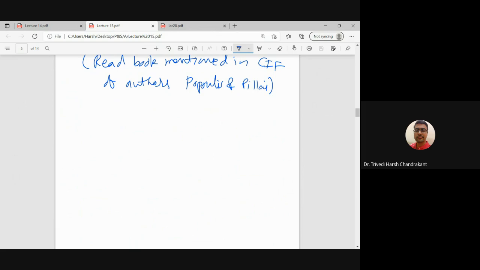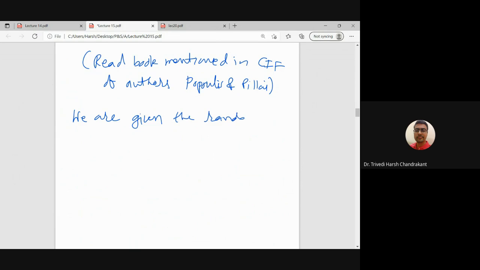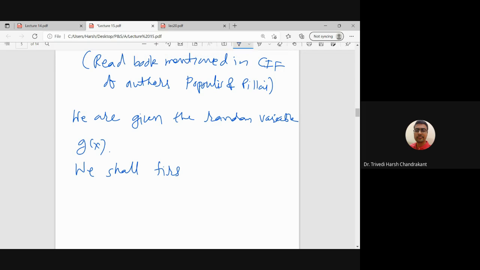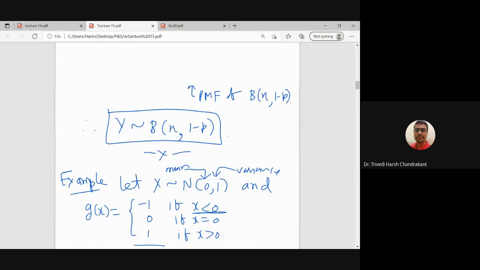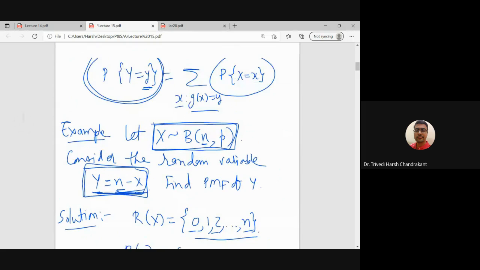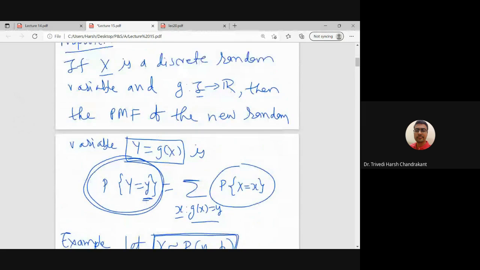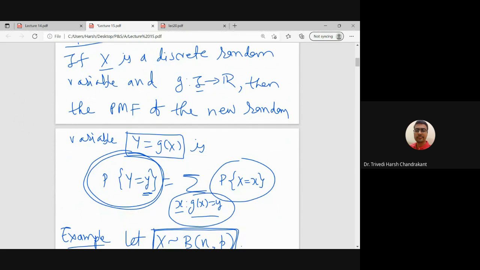So what is given? We are given the random variable g(X). What we will do is we shall first find all the roots of y equals g(x). That is essentially finding all x such that g(x) equals y.